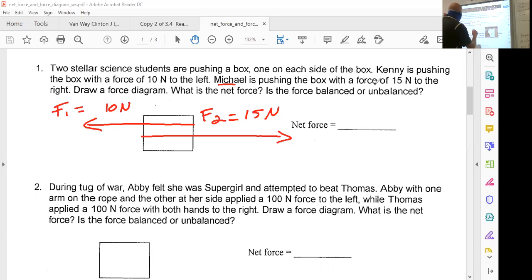So we're asking what's the net force? What is the resultant force? It's the same thing. It means the same thing. The resultant force is the pulls and the pushes subtracted, which side wins and by how much? Okay? 15 minus 10 gives us 5 newtons. And which side won? Well, Michael pushed harder, so he won. He pushed to the right. So it is 5 newtons right.